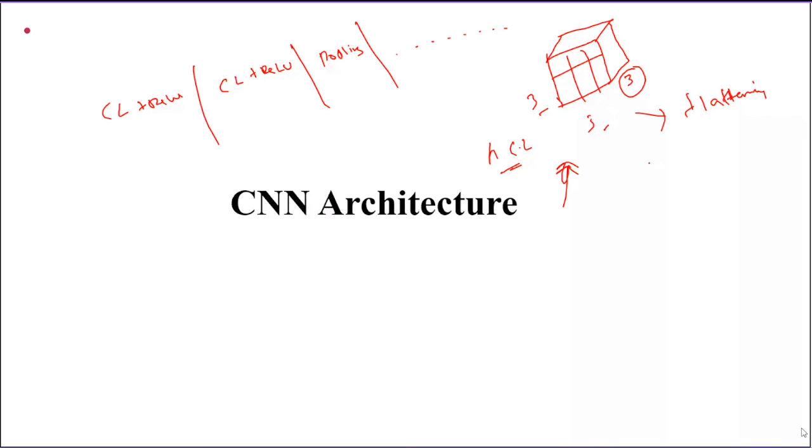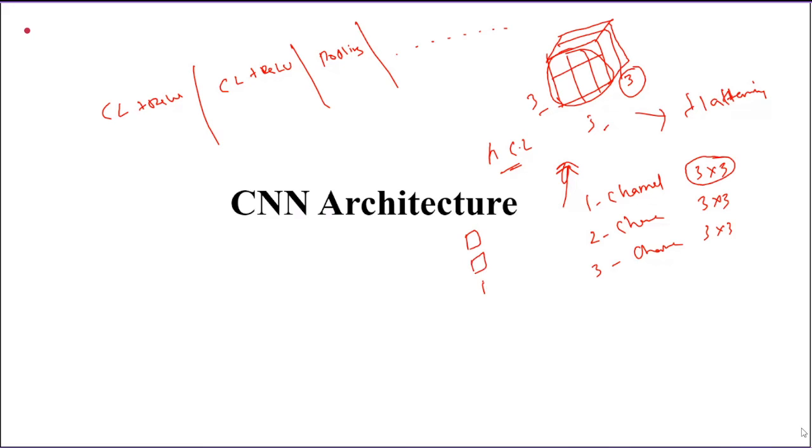So you will take the first channel, and the size of the first channel is 3 cross 3. You will take the second channel, which is also 3 cross 3, and the third channel is also 3 cross 3. This first channel will be flattened like this. 3 cross 3 means you will have 9 neurons.